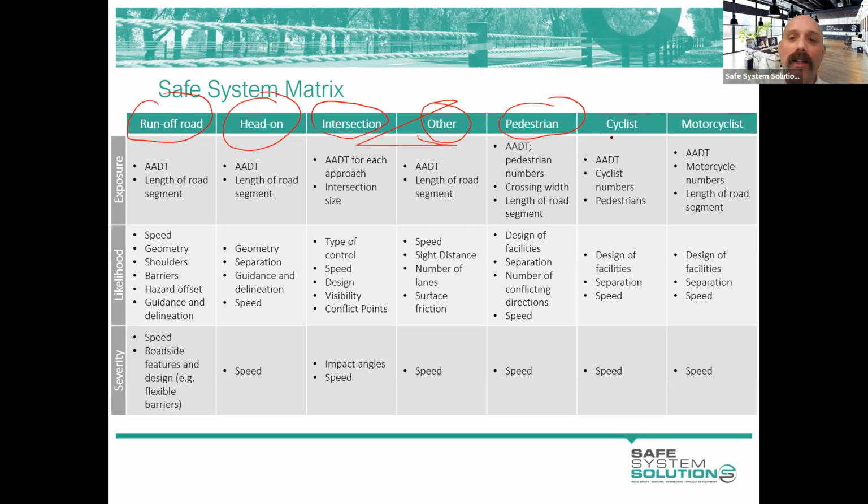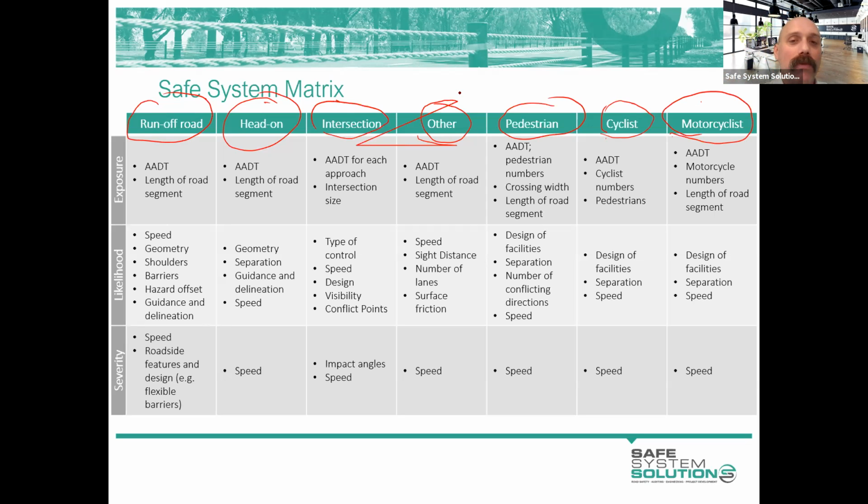Same thing with cyclists. Even if a cyclist is struck at an intersection, that is a cyclist. That goes in our cyclist category. And motorcyclists the same. So these three categories are really road user involvement in that crash. And these are the crash types, with the road user being the passenger vehicles or heavy vehicles.